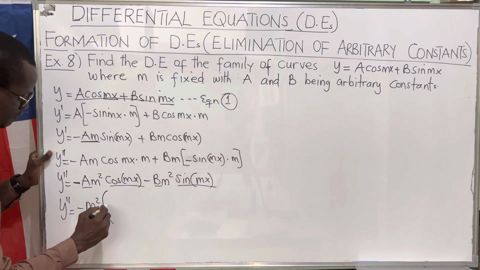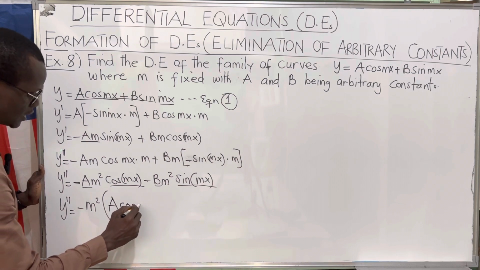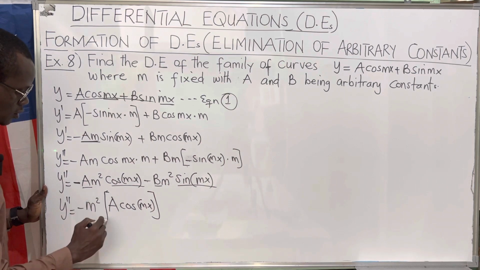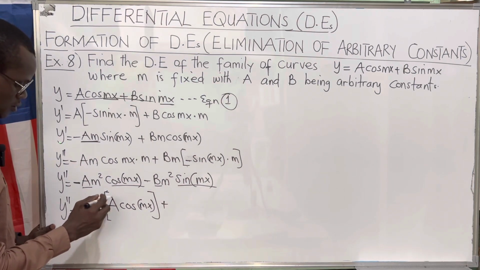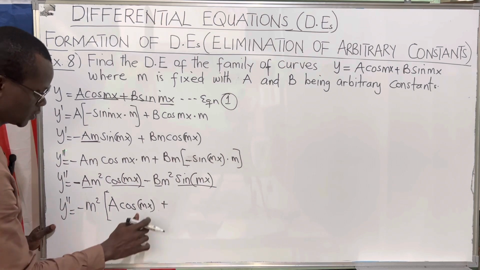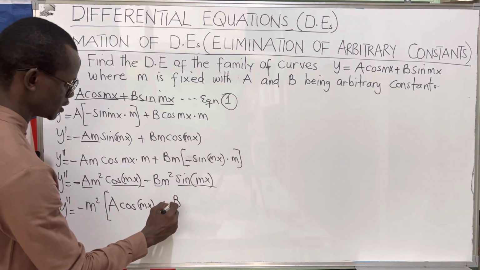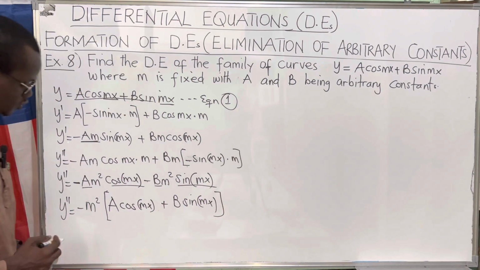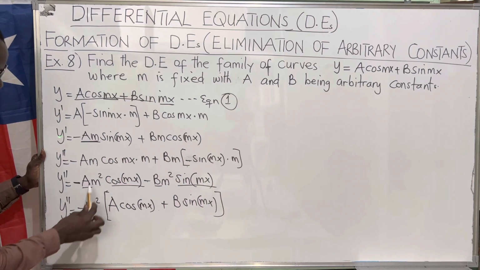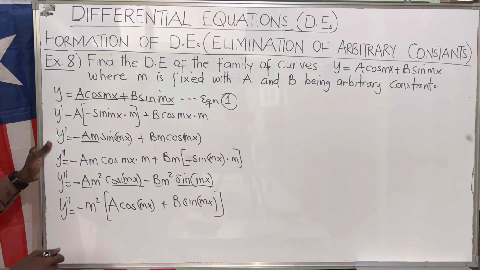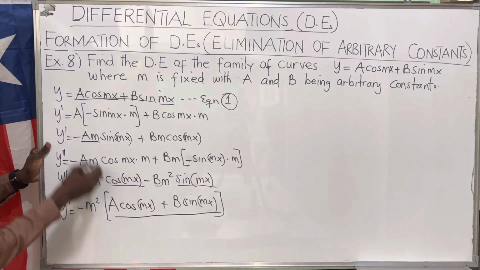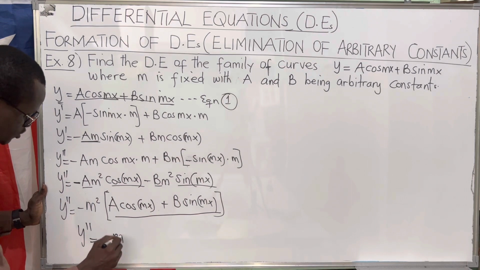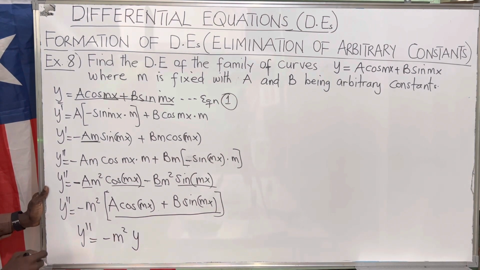So we'll be left with a cos of mx plus b sine of mx. We factor out negative m squared in both terms. Therefore, we know that this entire expression is just equal to y. So y double prime equals minus m squared y.